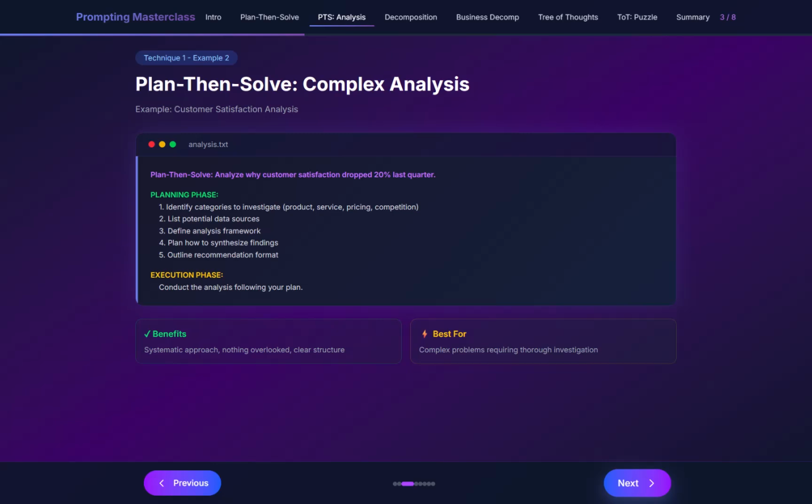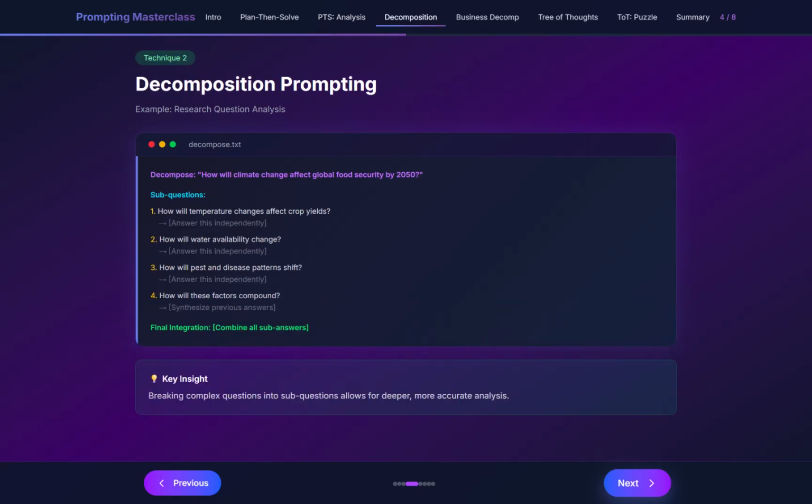For example, instead of asking, how will climate change affect food security, we decompose it into independent answerable sub-questions such as temperature, water, pests, and interaction effects. Each sub-question becomes a focused prompt. Then finally, we synthesize the results. This reduces hallucination, improves depth, and makes reasoning traceable. Decomposition is how you force the model to think like an engineer and a researcher.